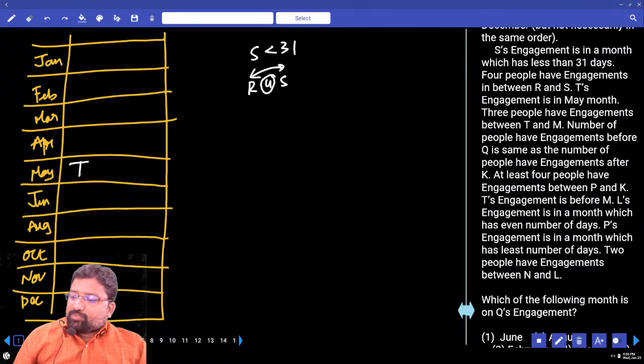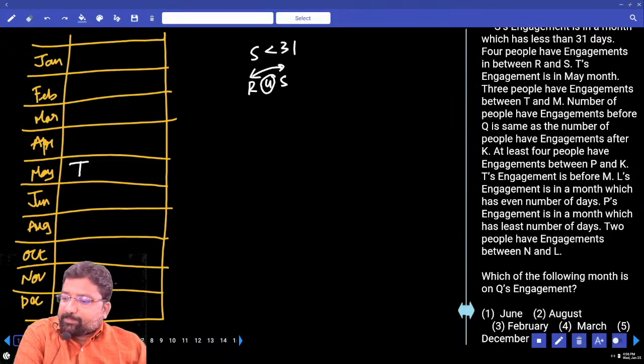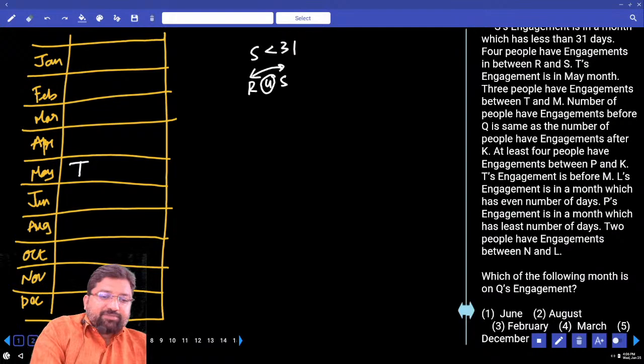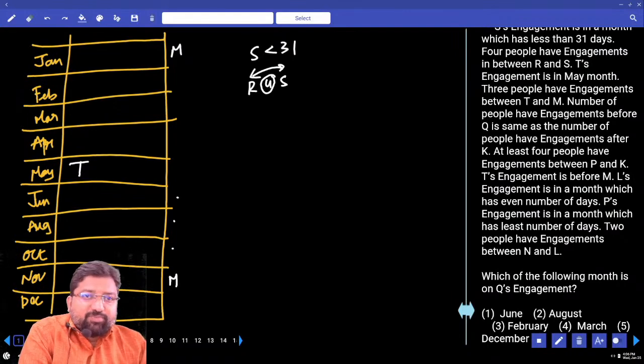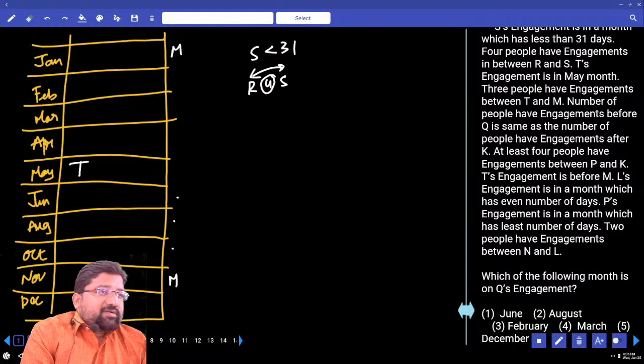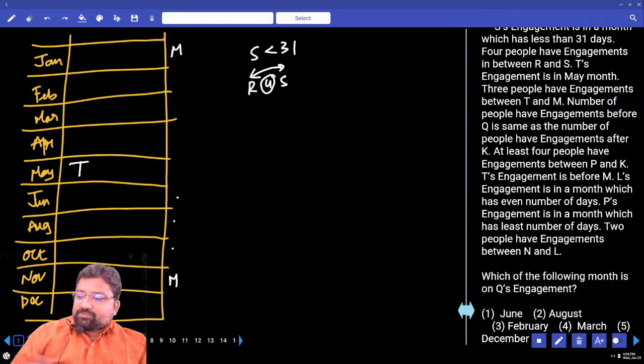Next, 3 people have their engagements between T and M. 1, 2, 3, this is M. How many possibilities? 2 possibilities. I will not split the question immediately because I need to see whether there are any clues on M. If I find any clues on M, then I will split the question into 2 possibilities.